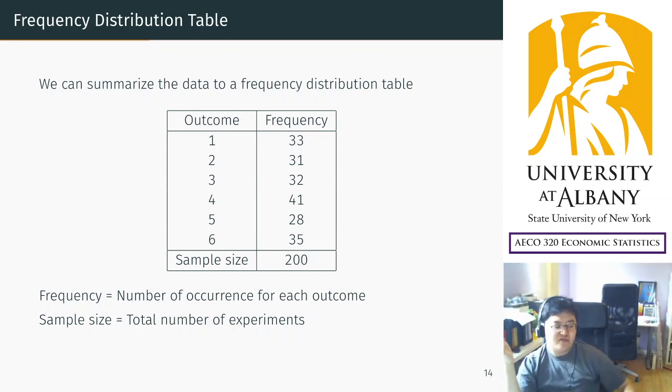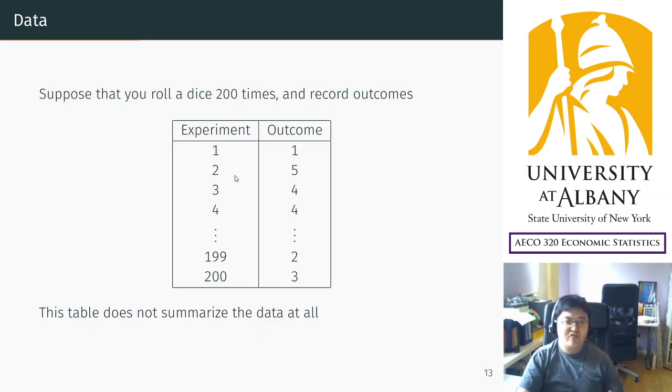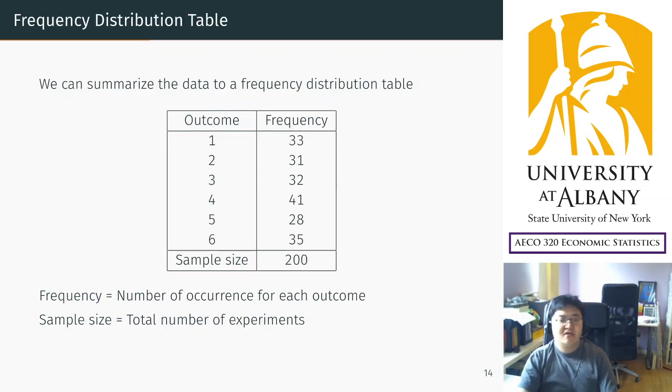Then if you get the raw data, you have to summarize the data first. And if you get the frequency table, you can just start from here.